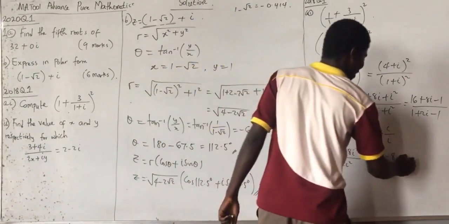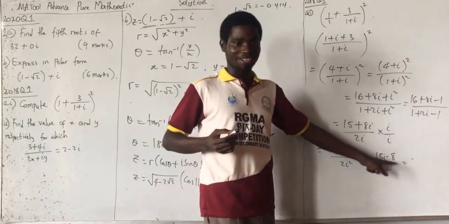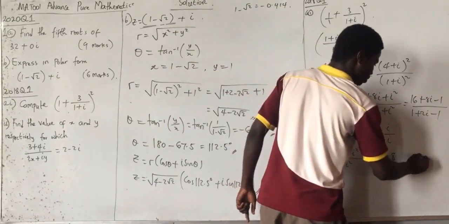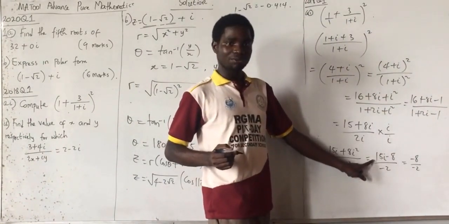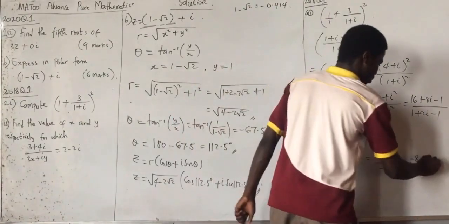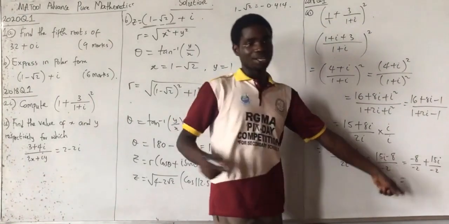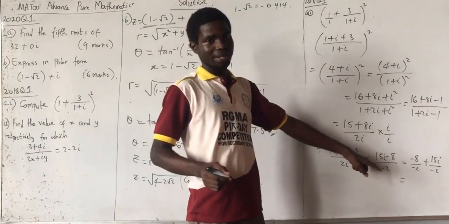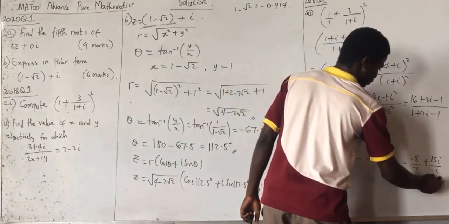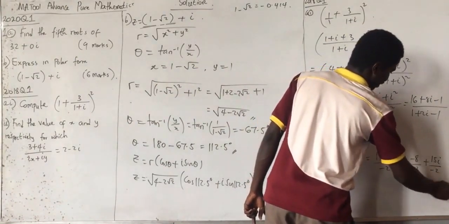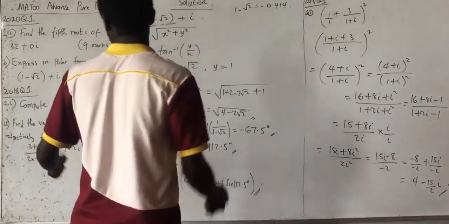So I want to write the one without i first. I have minus 8 over minus 2. If nothing is in front, it means plus. Then 15i over minus 2. Minus cancels minus, and 8 divided by 2 is 4. So I have 4 plus, times minus is minus, 15 over 2 i. And this is the answer to that question.